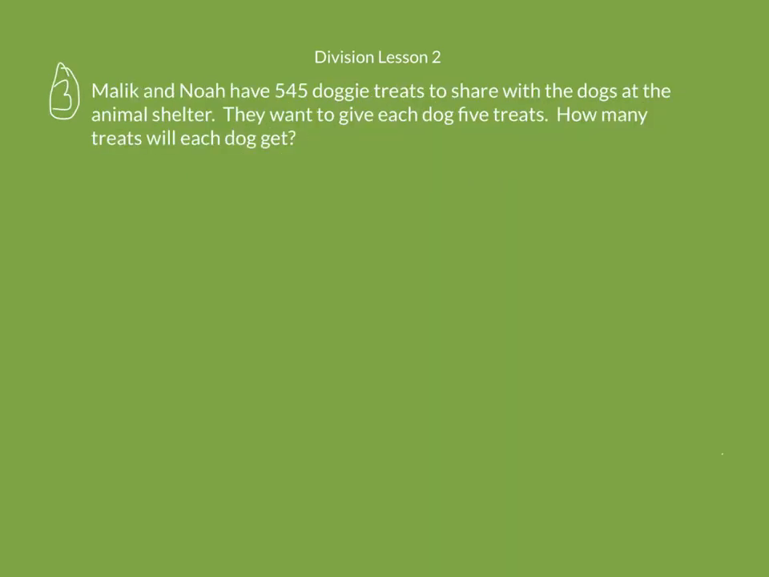Okay, here is problem number 3. Again, we've got Malik and Noah who are going to share treats at the animal shelter. Go ahead and read the problem, stop the video, solve the problem, and then turn the video back on to check your answer with the video's answer. Okay, so Malik and Noah have 545 doggy treats in all. And they're going to give each dog 5 treats. So we want to know how many groups of 5 are inside this 545.